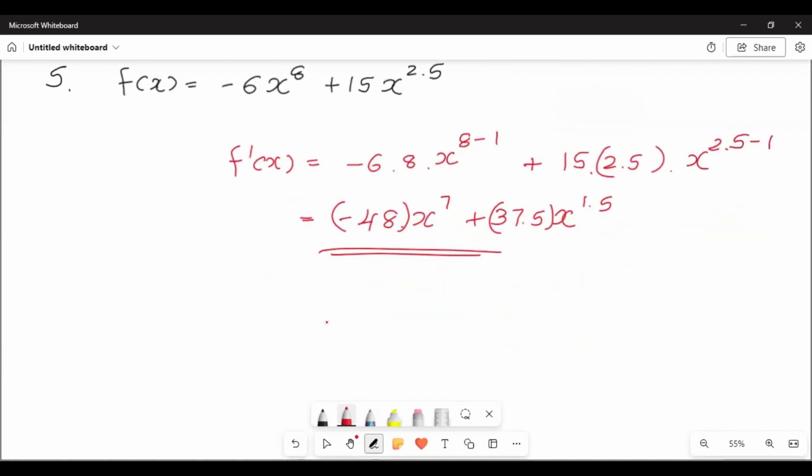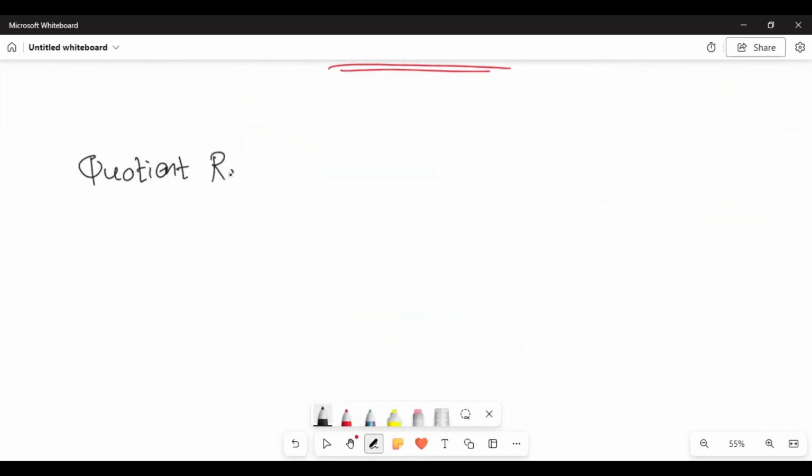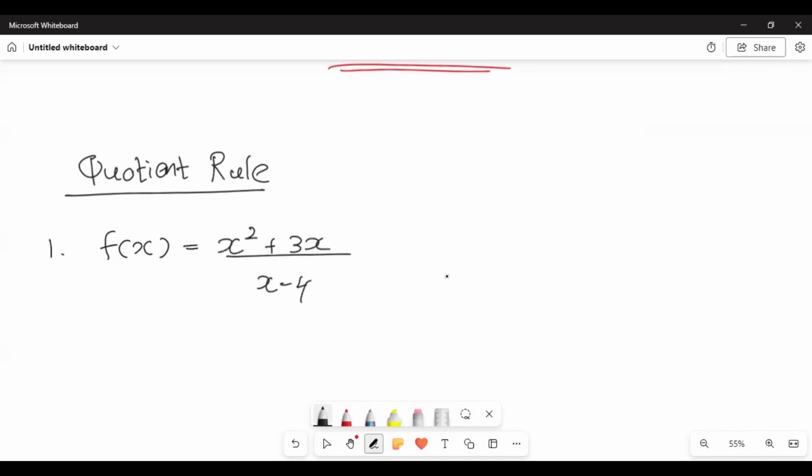Okay, so now let's move into quotient rule. Okay, let's solve the quotient rule questions. Number 1. f(x) equals x to the power of 2 plus 3x divided by x minus 4.